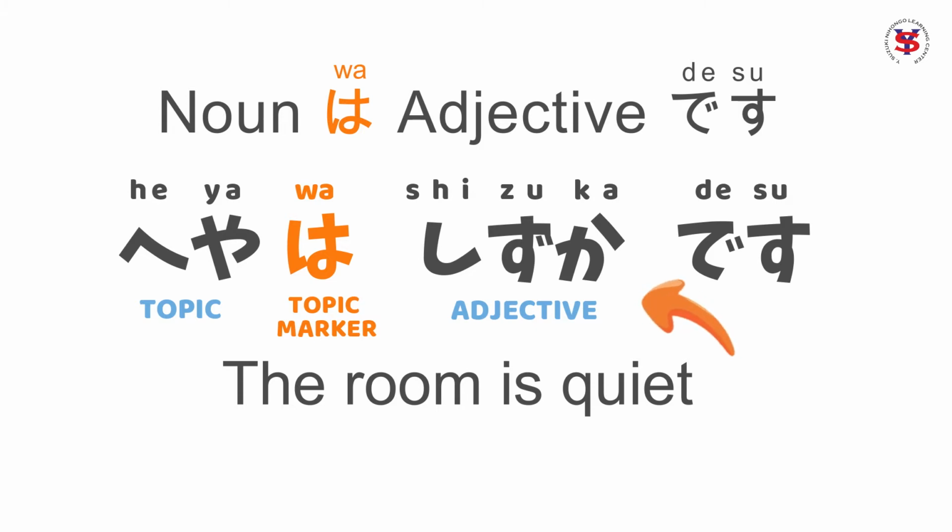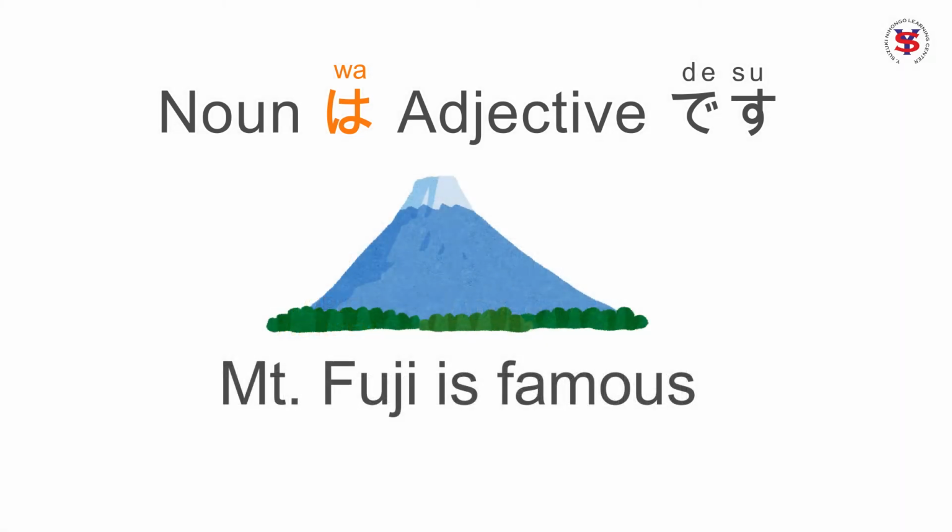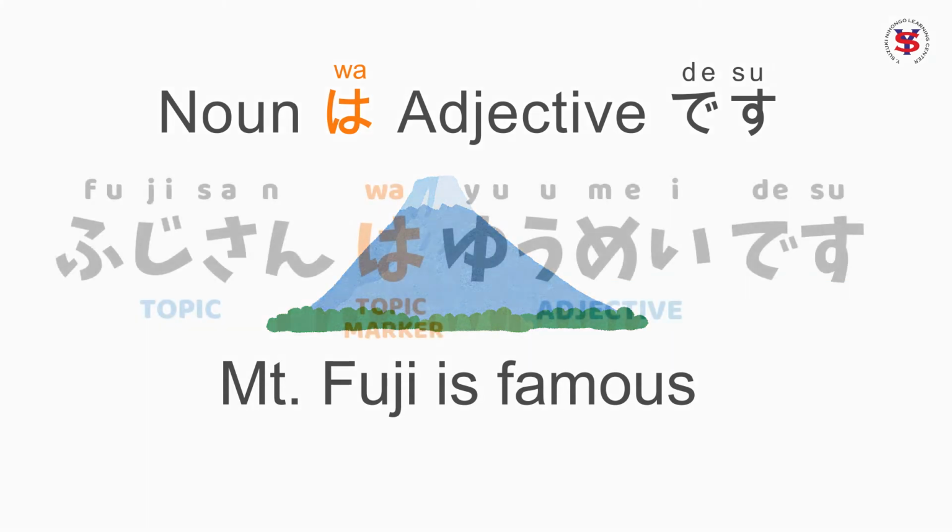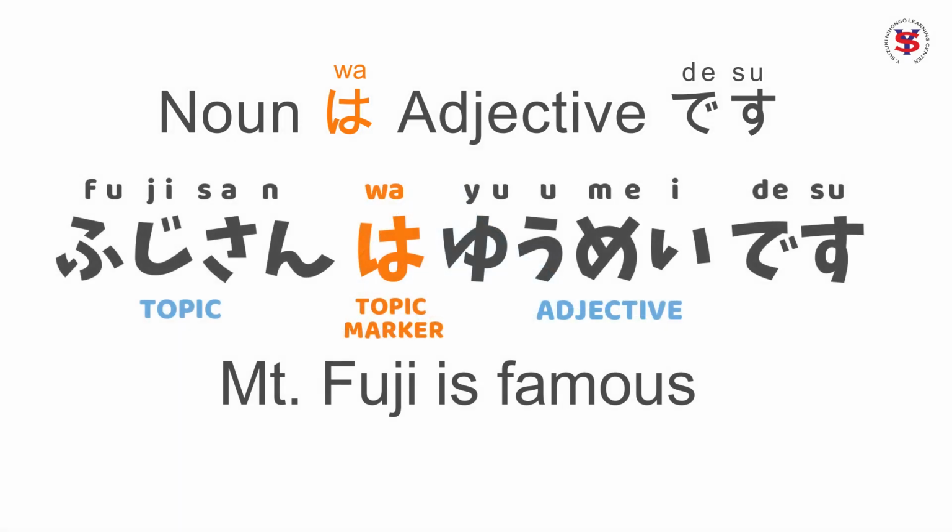Okay, so isa pang example bago tayo mag-move on. Mount Fuji is famous. Kung susundin natin ang pattern, ano ang sentence natin dito? Again, I'll give you guys some 5 seconds to try to figure this out. Ready? Again, unahin natin ang topic, Mount Fuji. In Japanese, we call this Fujisan. Then particle wa. Then the adjective famous, yuumei. No need for the na ending, right? And we end our sentence with desu. So we have Fujisan wa yuumei desu.